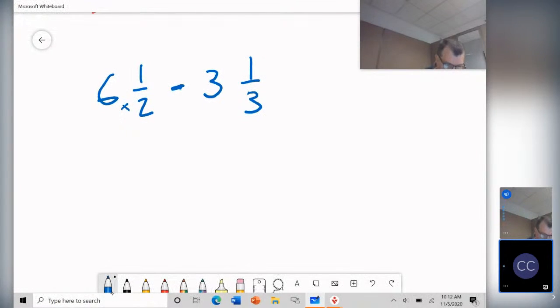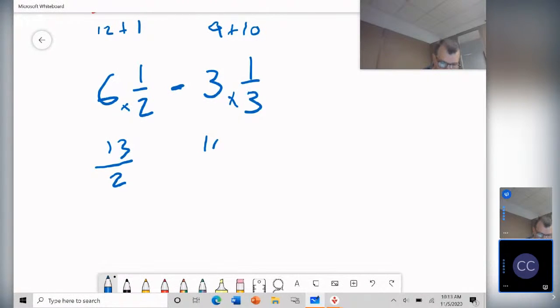So we're going to do 2 times 6 is 12, plus the 1. This is going to be 13 over 2. And for this one, we're going to do 3 times 3 is 9, plus the 1 is going to be 10 over 3.